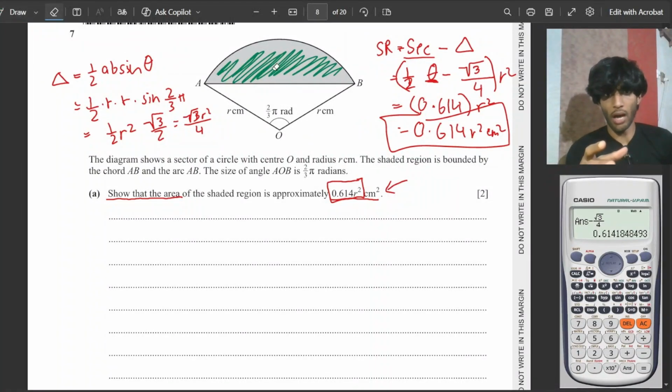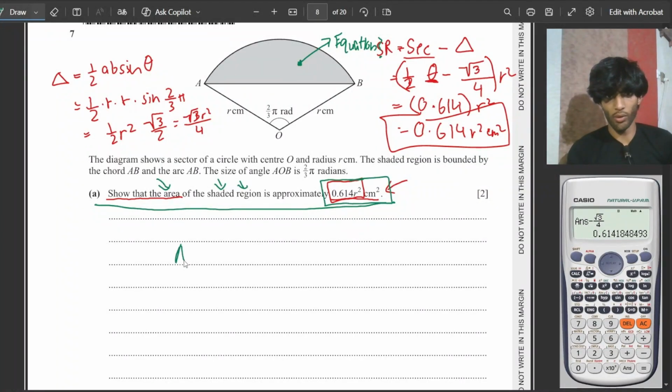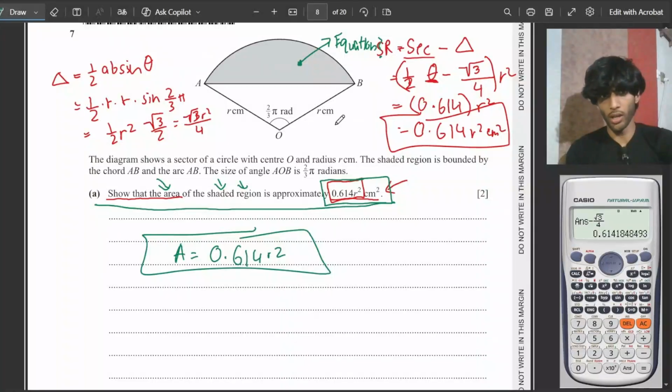So how do you know what this area is equal to? How do you know what the equation for this area is? What's the equation for the area of this? You might say, I don't know. But what did you just find out in step A? The area of the shaded region, that's the equation you found out. So the area over here is equal to 0.614 r squared. That's exactly what you found out. Therefore, what does that mean?